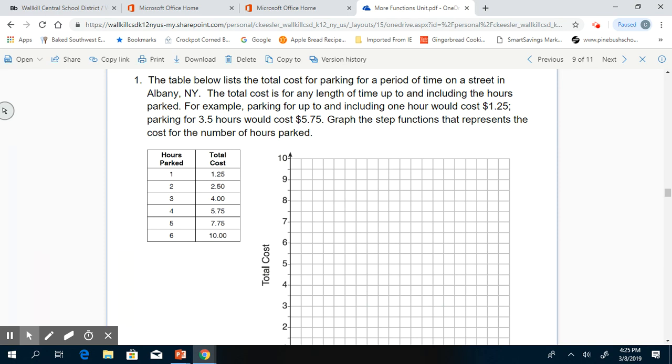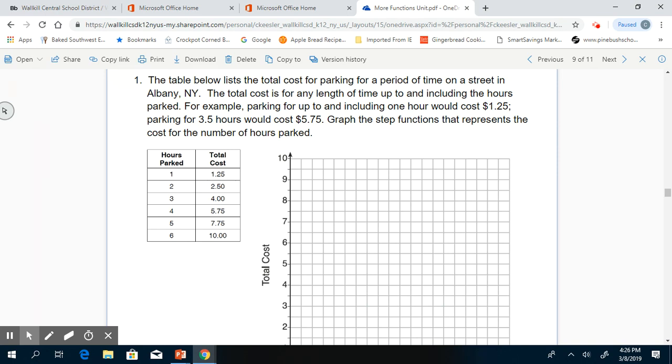So explaining the table a little bit more, if you park for anywhere between 0 and 1 hour, you are charged $1.25. So anything from 1 second to exactly 1 hour, 60 minutes, is going to be $1.25. As soon as you pass that 60-minute mark, you're going to be charged the 2-hour price at $2.50. As soon as you pass the 2-hour mark, you're charged the 3-hour price at $4. As soon as you pass the 3-hour mark, you're charged the 4-hour price for $5.75.